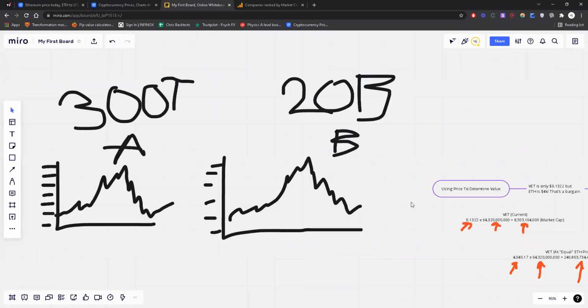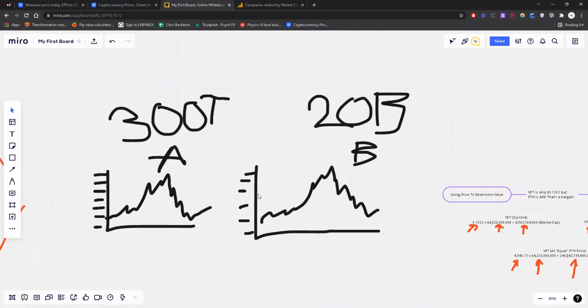Why is that important? Well, imagine we've got two companies, okay? We've got company A, we've got company B. Imagine they release at the same time. They've got the same support from the communities. They've both got really good technology. Everything else is the same. The only things that are different are the amount of coins that the project owner releases.